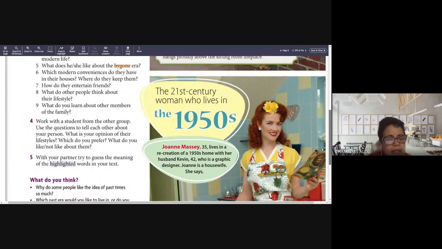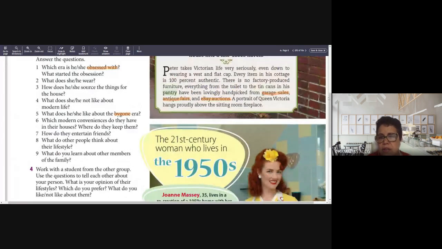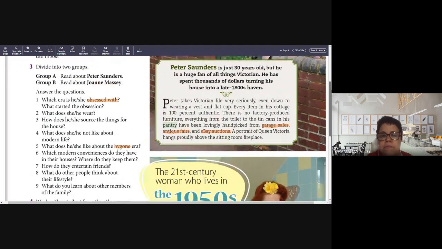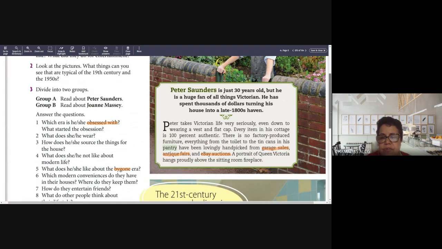Okie dokie, guys. So let's see here. Let's work on the vocabulary right away. Okay. Let's try to guess the meaning of the highlighted words. As you notice, there are some words that are highlighted. So let's see here. Right in the beginning, we have some words. The first one here is the word pantry. What do you understand by that?